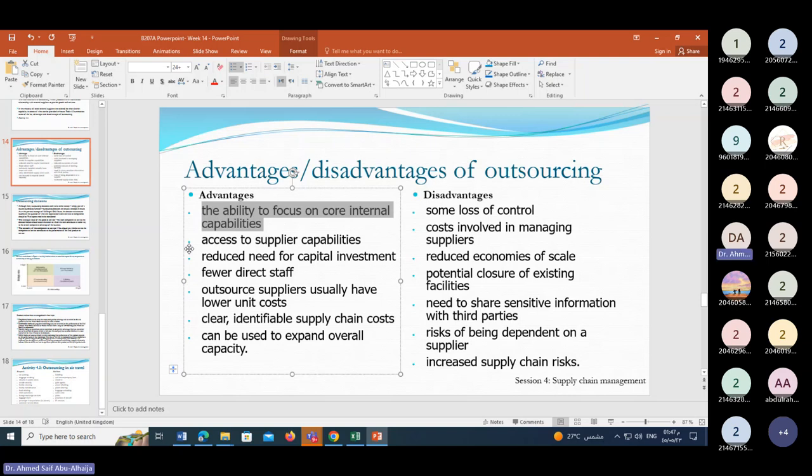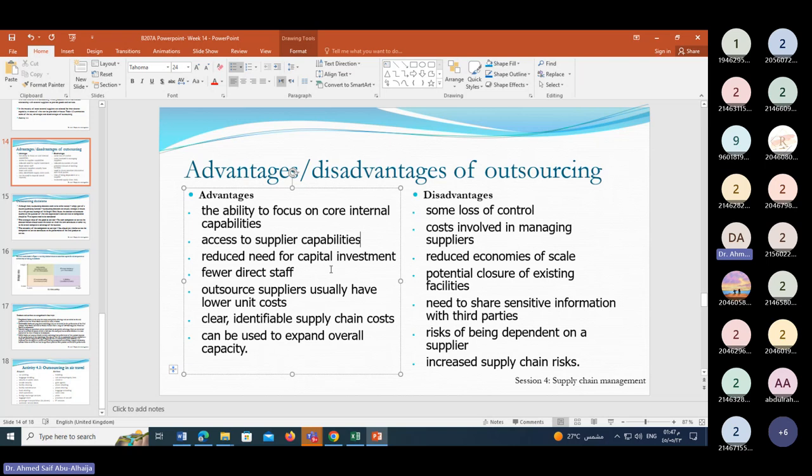Access to supplier capabilities. You need to know that we cannot do everything in an efficient way. Why? Because we have some limitations. We know some information about some things, but what about the other things? We don't know. And even if we try to produce it or make it, it will not be as good as others'. So let's depend on the advantages and strengths of others. And this will also help us reduce the money that we need to invest in different factories and in hiring people.